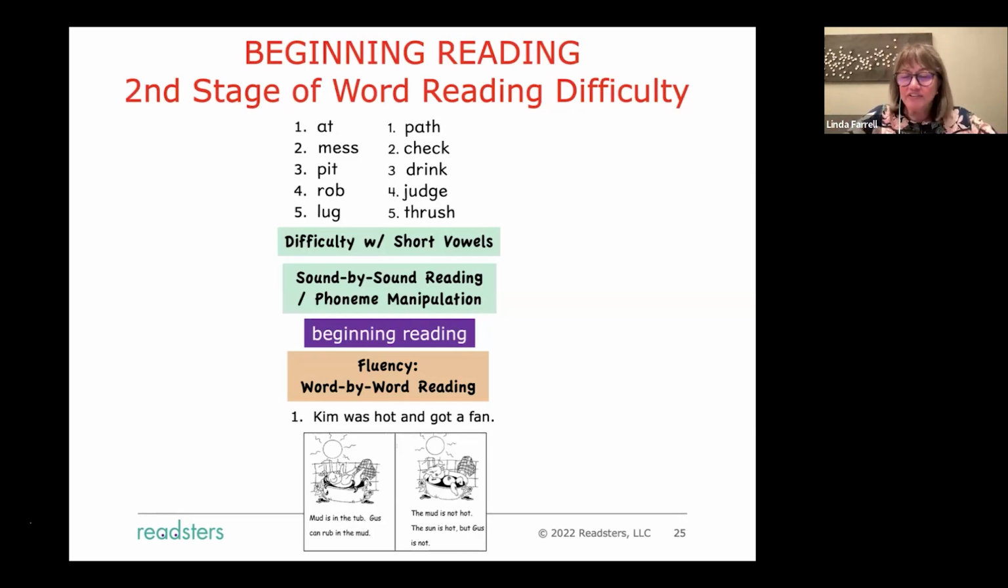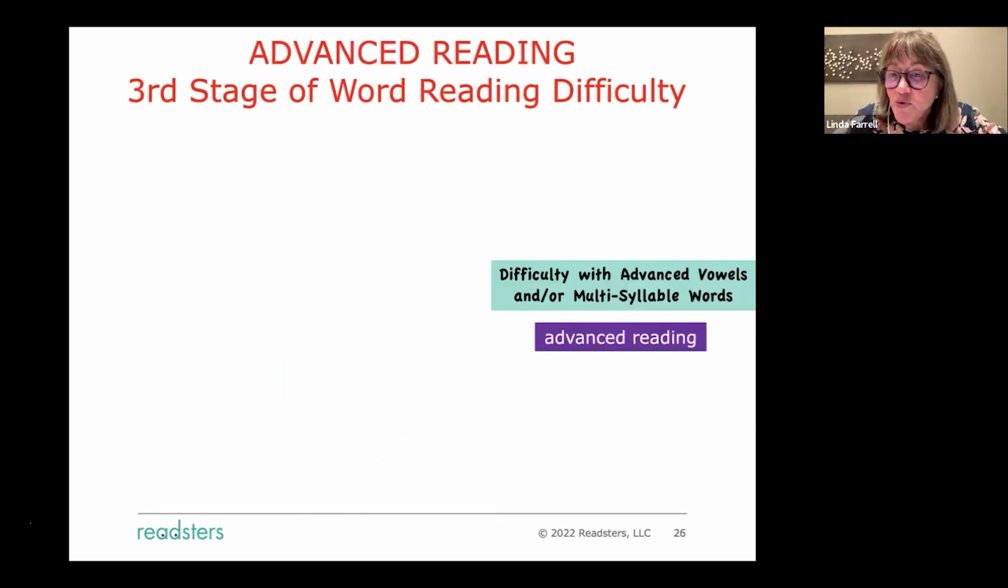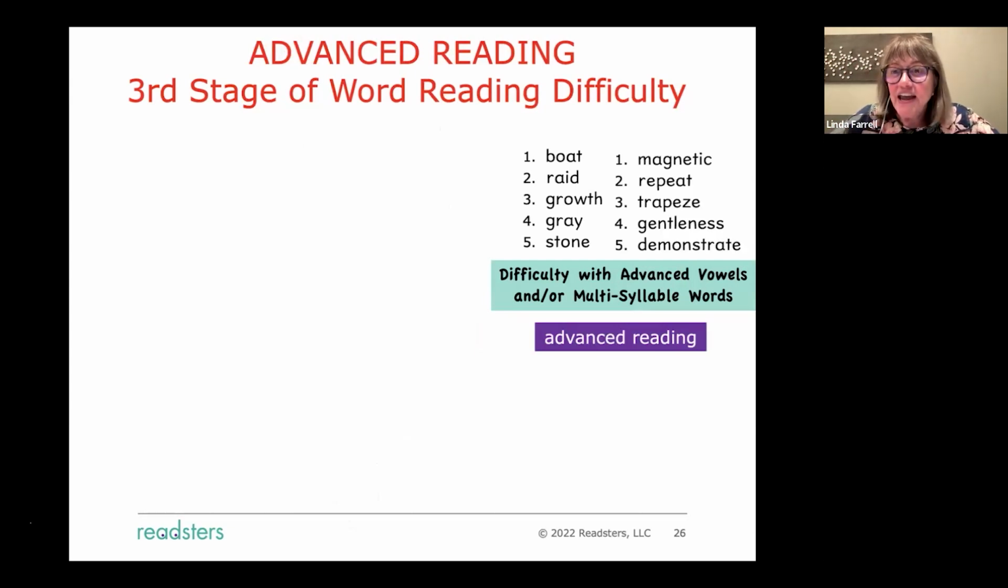It's about short vowels. If I were with you all, I would have you all shout out, what's beginning reading about short vowels? And now we have advanced reading. That is difficulty with advanced vowel spellings. What are advanced vowel spellings? Any spelling that isn't a short vowel spelling with one letter spelling a vowel sound. And so we would have words like with vowel teams, and then we would have other words with other patterns that you can see. And you can see that we also do multi-syllable here.